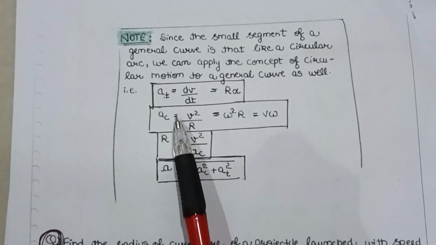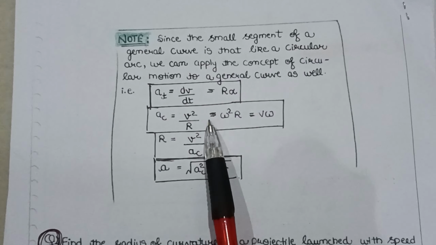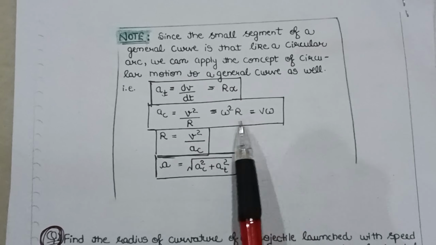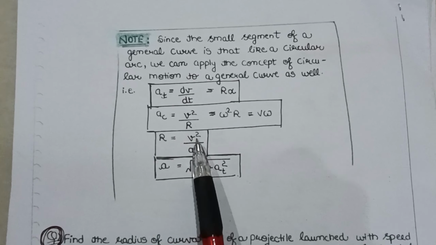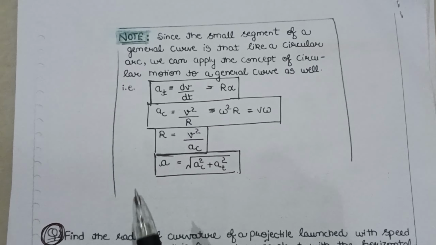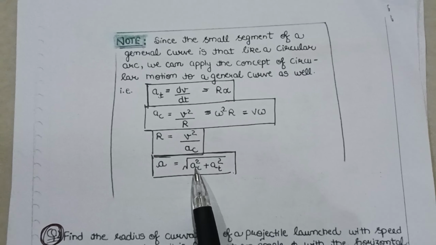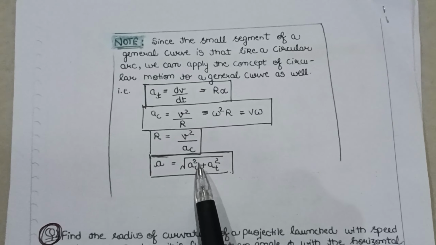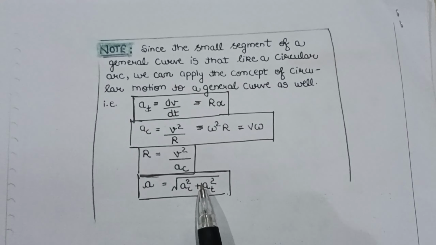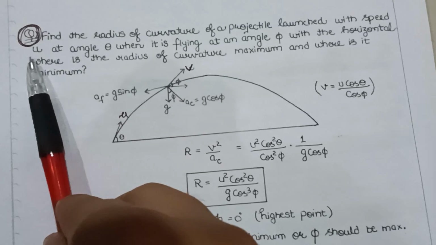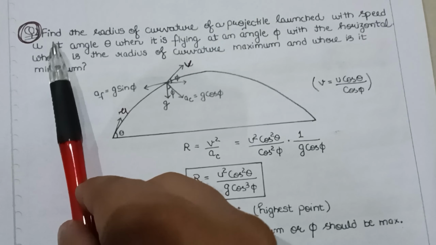Centripetal acceleration is equal to v square by r, which is equal to omega square into r, which is equal to v into omega. So r is equal to v square upon centripetal acceleration, and the net acceleration is equal to the square root of centripetal acceleration square plus tangential acceleration square.